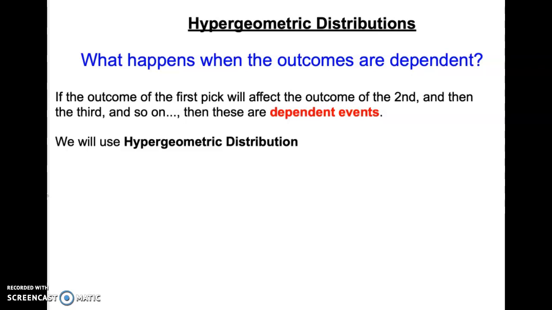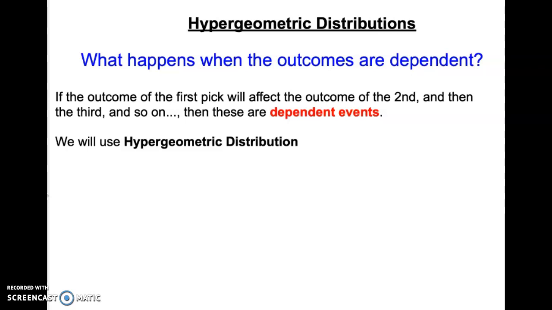The one thing that is different is that the events are going to be dependent. If the outcome of the first pick affects the outcome of the second, and so on, those are dependent events. And when they're dependent events, it's going to be a hypergeometric distribution.